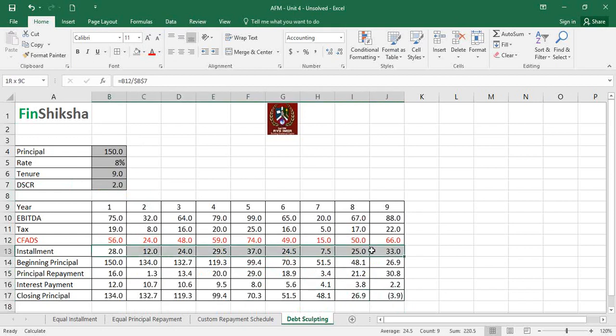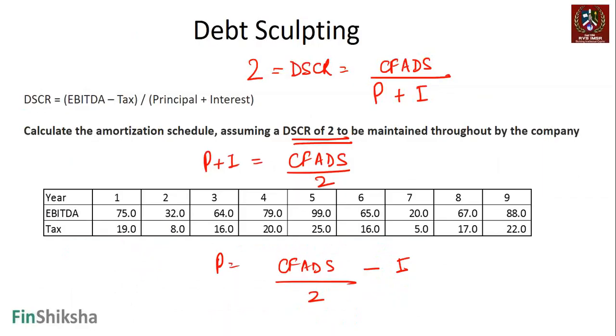If you look at the total sum of the installments that have been paid, you're paying roughly about 220. This is going to be erratic. This is not going to be exactly the same as what earlier calculations were, because in this case, you are assuming that the principal repayment is a function of what cash flow is available with you. If the cash flow changes, the debt repayment also changes in this particular example. That is what we mean basically by debt sculpting.